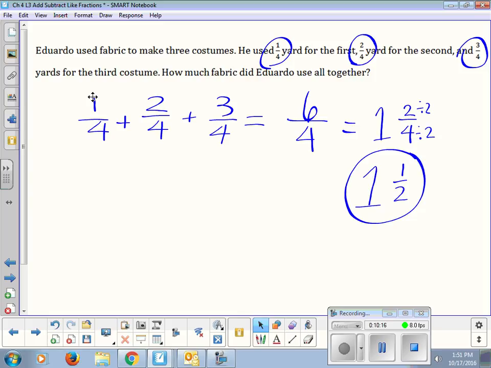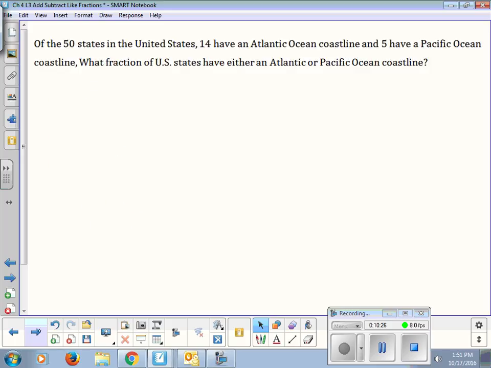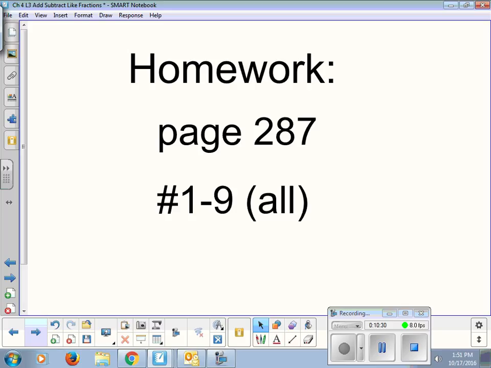Okay, so I want you to go ahead and try these 3 on your own problems, and then try your last word problem. Okay. Homework for tonight is page 287. The whole entire page, 1 through 9.